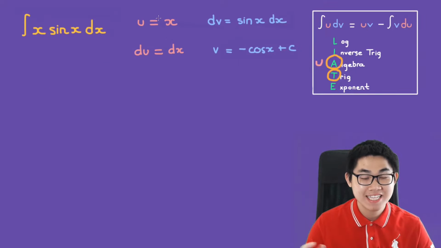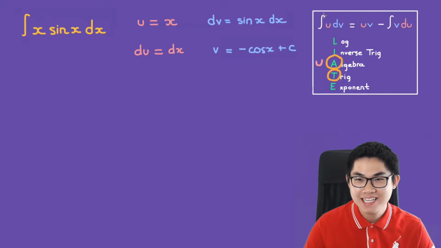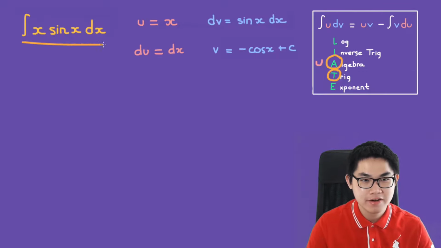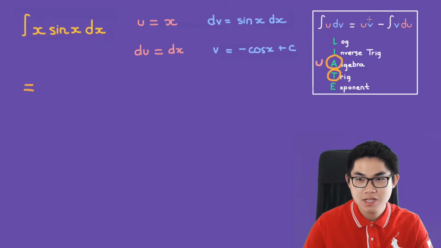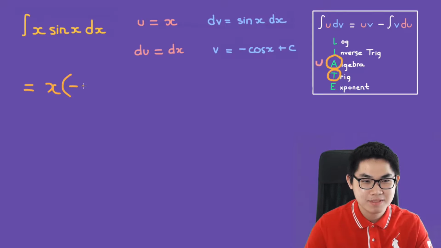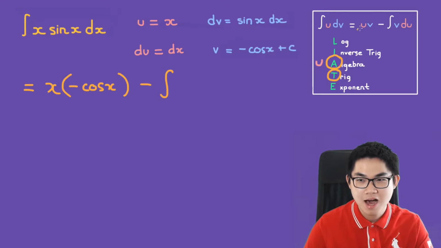Now that we have all the necessary components, the last step is simply to plug it into the formula. So the formula, the integral of u dv, that's this part right here, and this is equal to u times v. So u is x. We have x times v, and v is negative cosine of x, and you just ignore the c. So x times negative cosine of x minus the integral of v du. So the v is again negative cosine of x, and you ignore the plus c, and then you have the du. So the du is equal to dx. So we put dx into here.